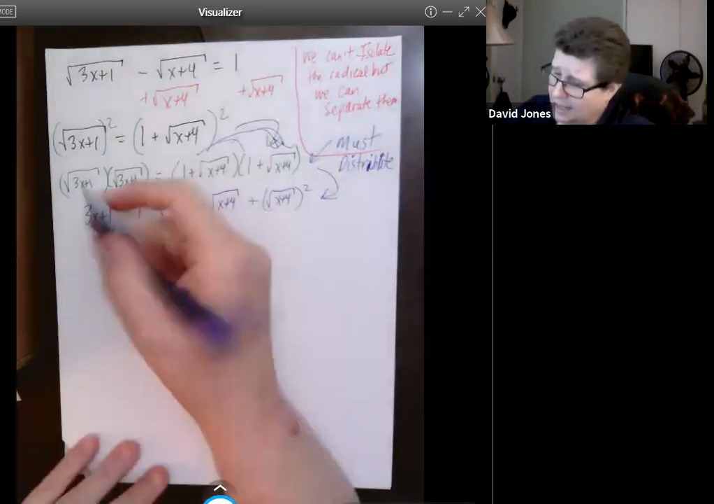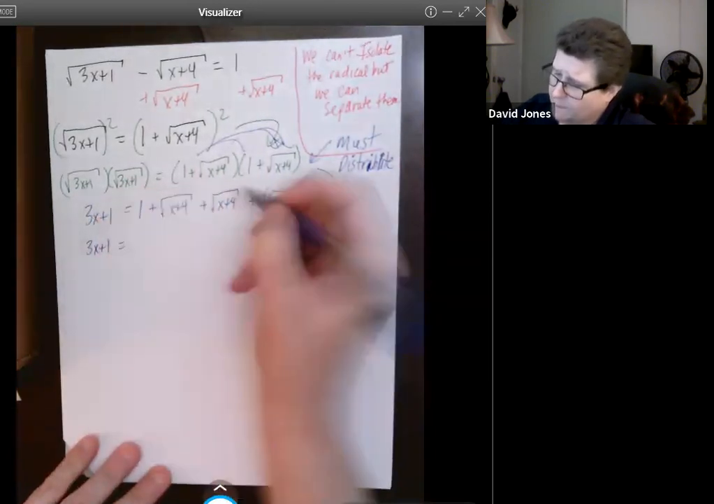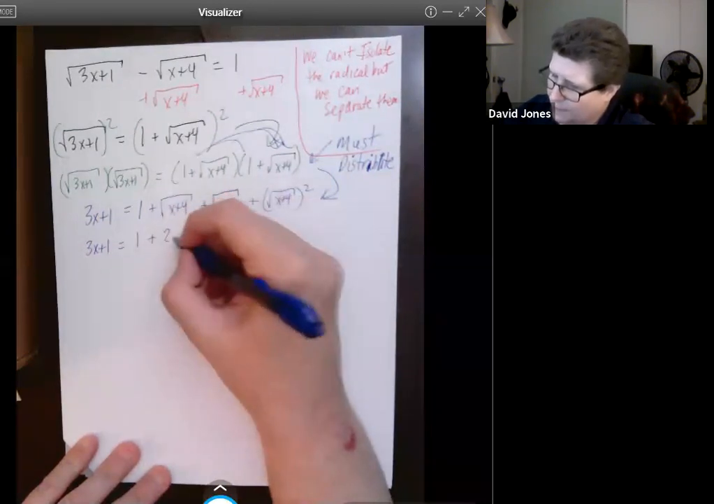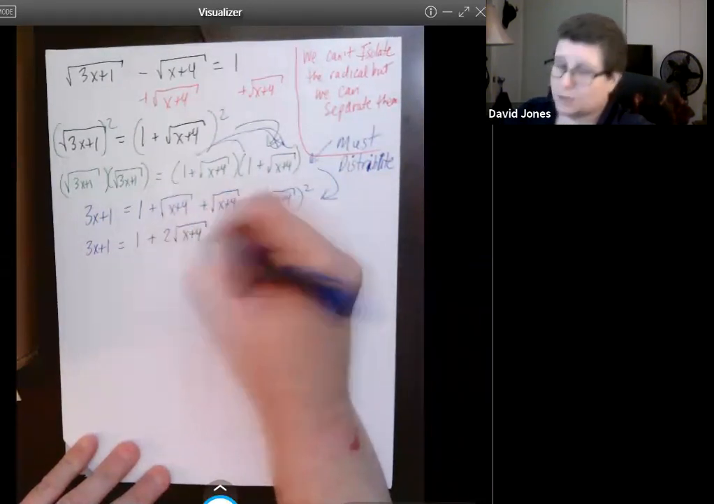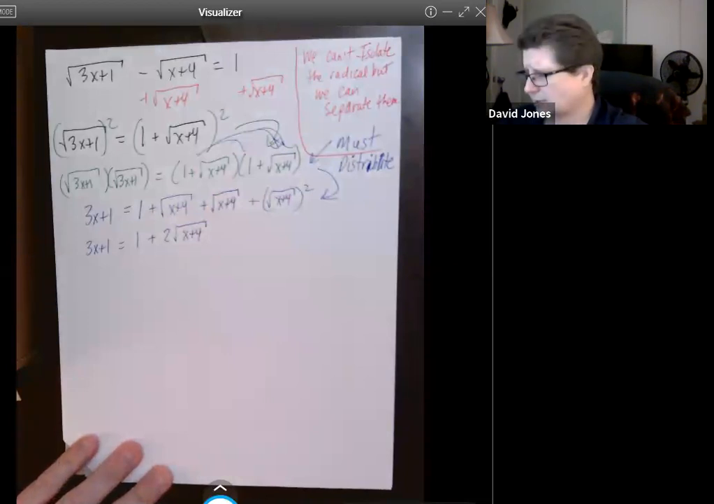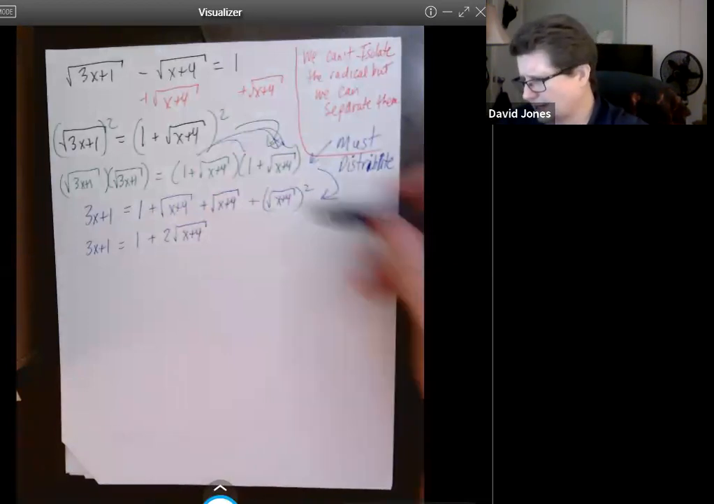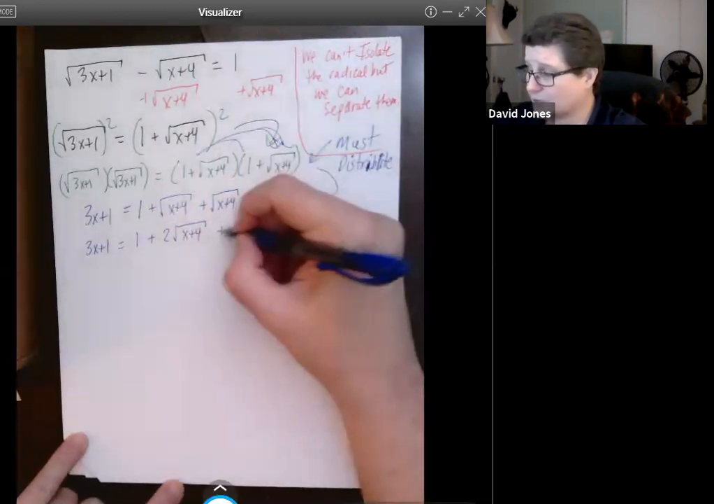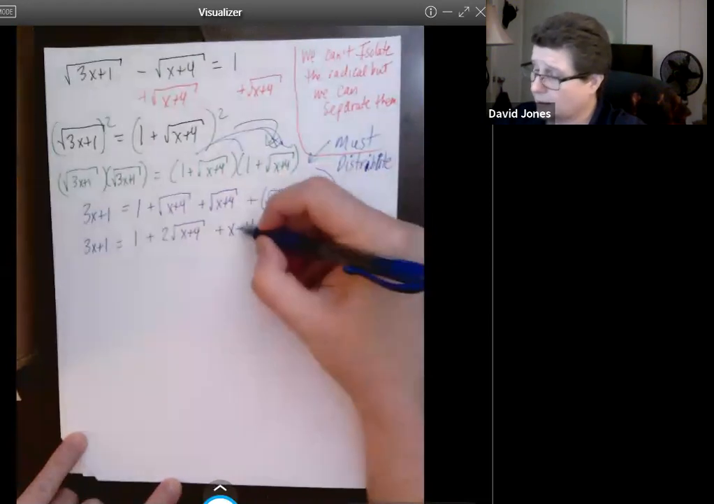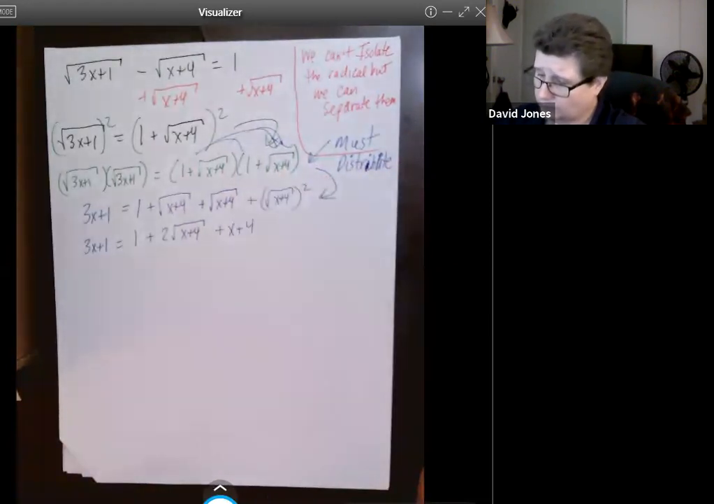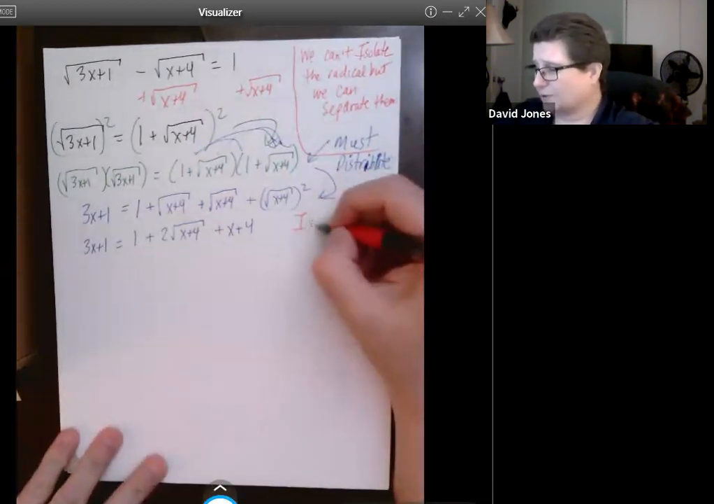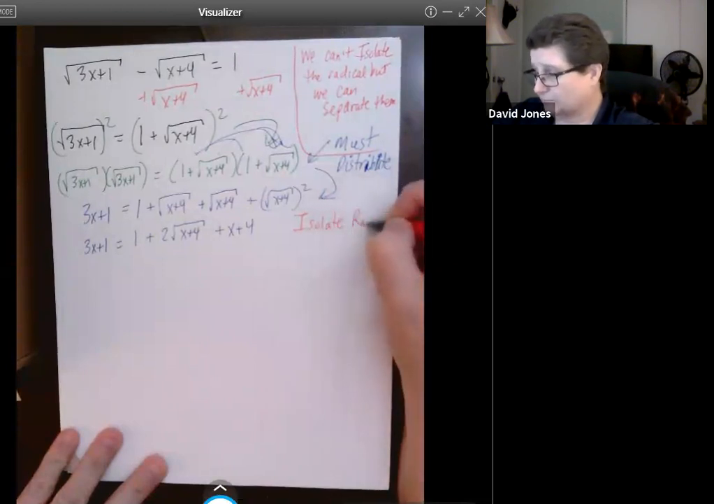So I've got 3x plus 1 over here. On the right, I've got 1, and I've got two radicals that are identical, so I can add them together. 2 times the square root of x plus 4. And then x plus the radical x plus 4, the square root of x plus 4 squared is x plus 4. Again, now isolate the radical. We still have a radical, so we can isolate the radical now.